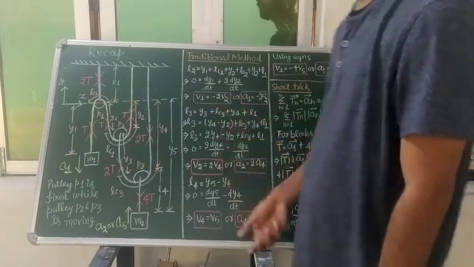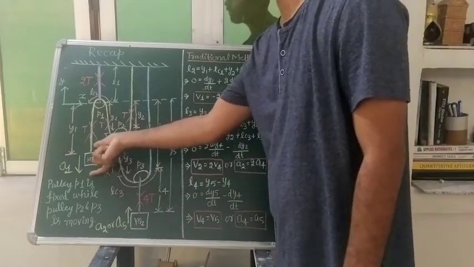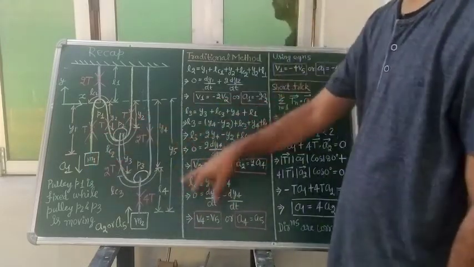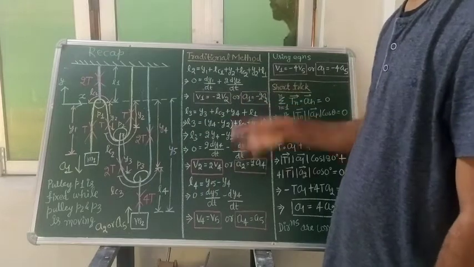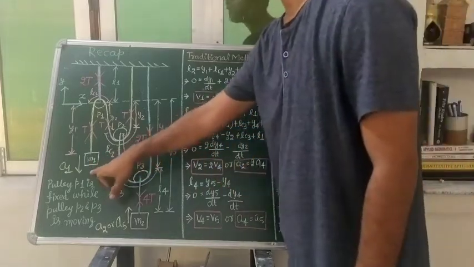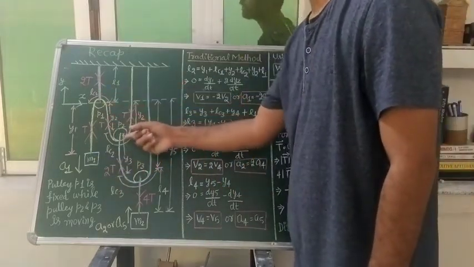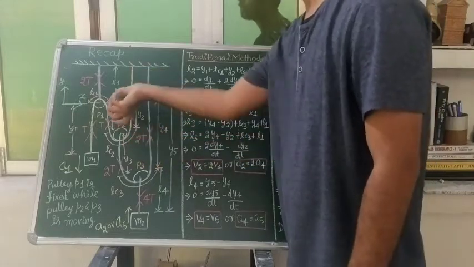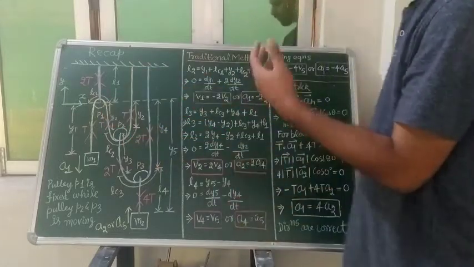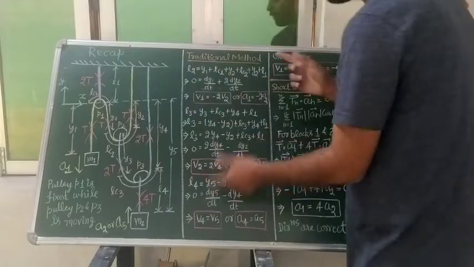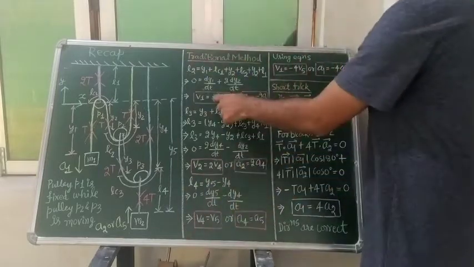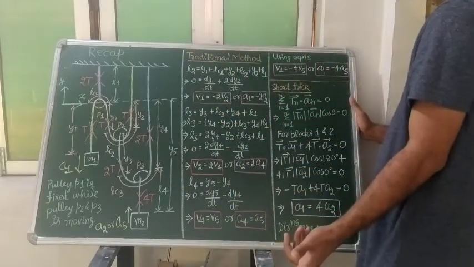Meaning is that whatever will be the velocity or acceleration of this block, half of the velocity or acceleration of this block will be the velocity or acceleration of this pulley, or you can say this string, and they will be in opposite direction because here we are getting a negative sign.